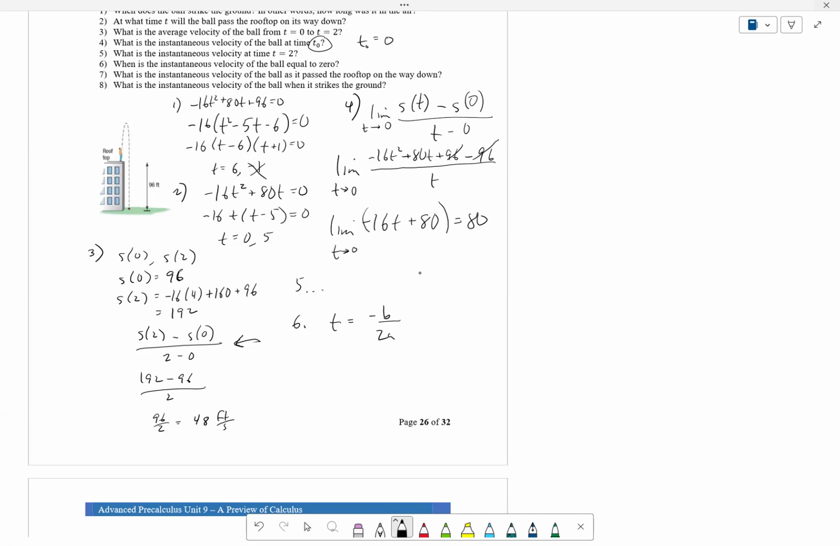Would it be just 0 because it hit the ground? It's 0 after it hits the ground, but that impact, how fast is it going? You'd have to do that same. That's t prime of 6, I believe. It hits the ground at 6 seconds.